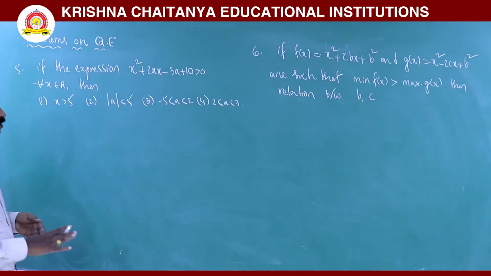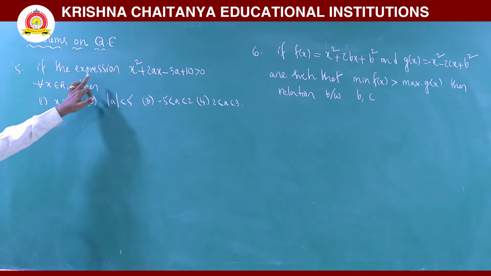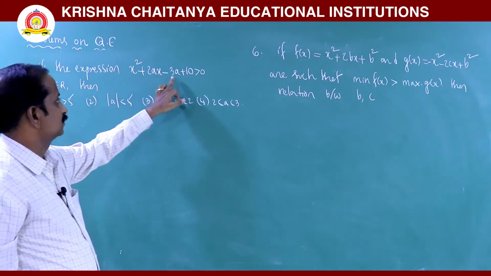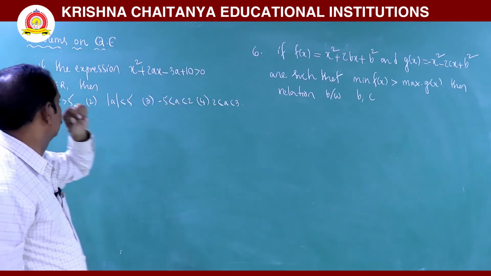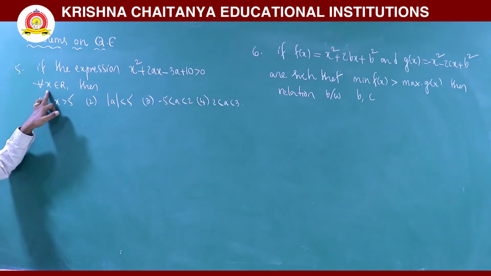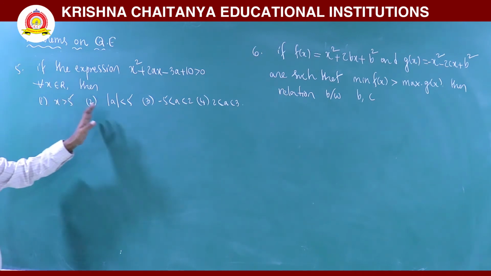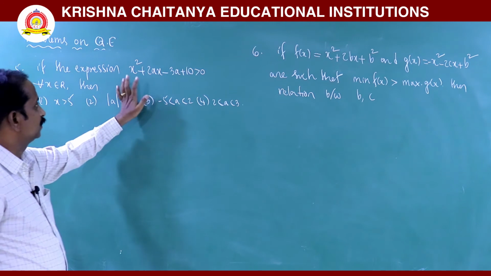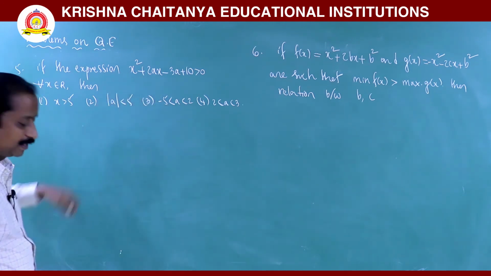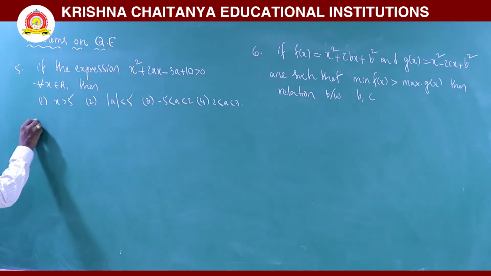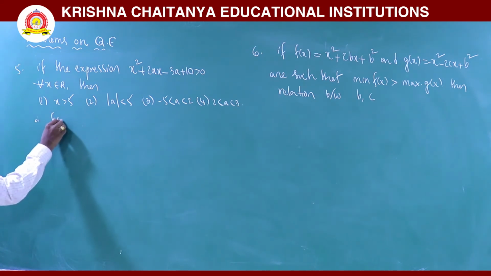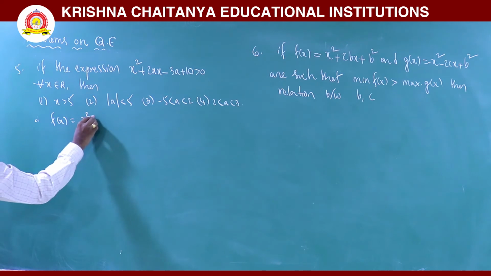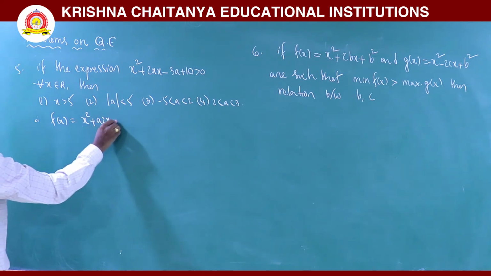We move to another problem. If the expression x square plus 2ax minus 3a plus 10 is greater than 0 for all x belonging to R, then which of the following options is correct? Now, first of all, the given quadratic expression will be taken as f of x. So f of x is equal to x square plus 2ax minus 3a.